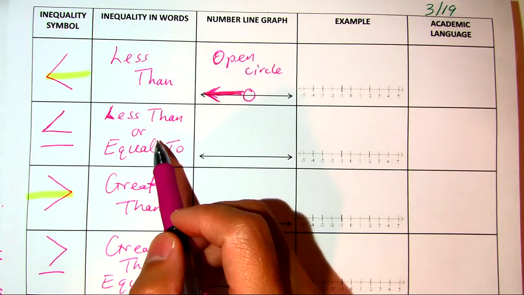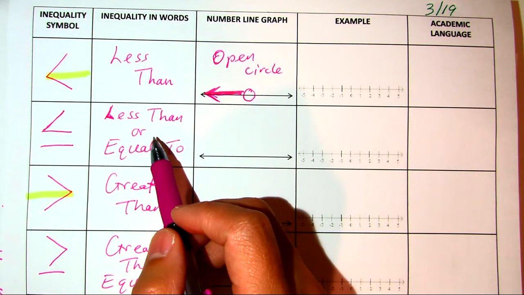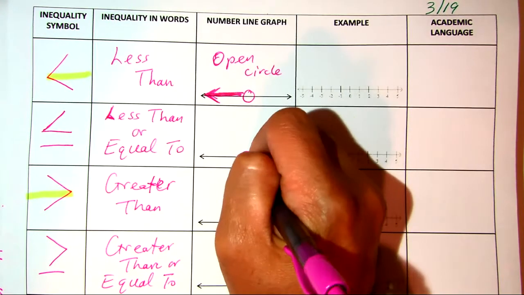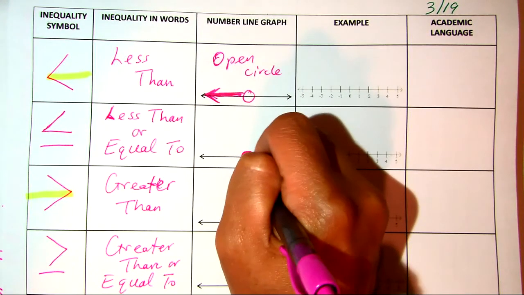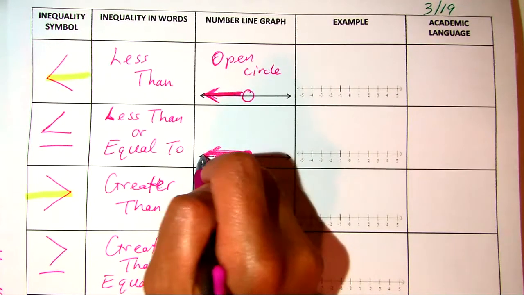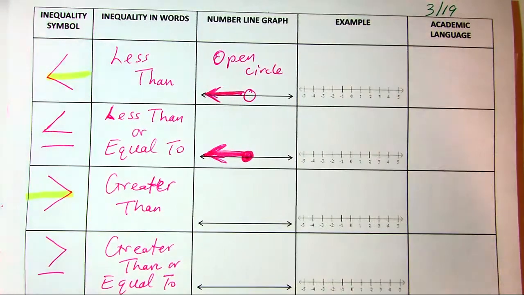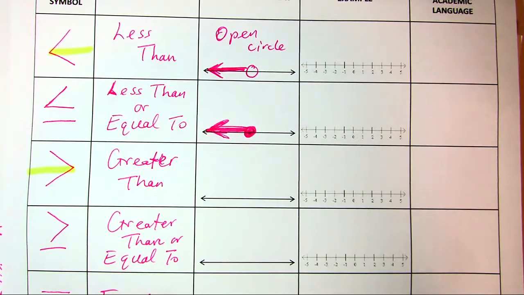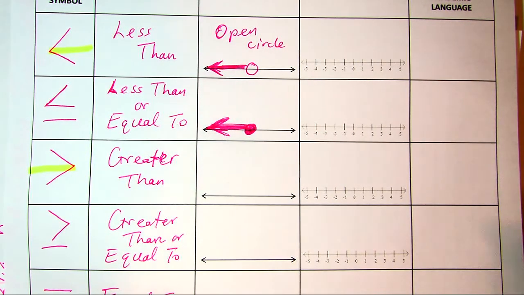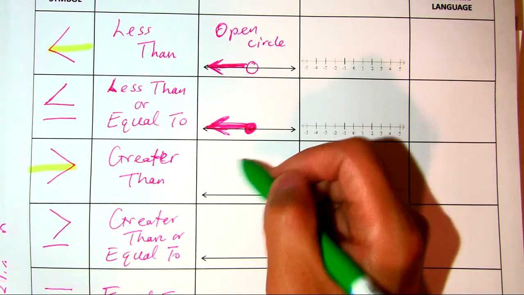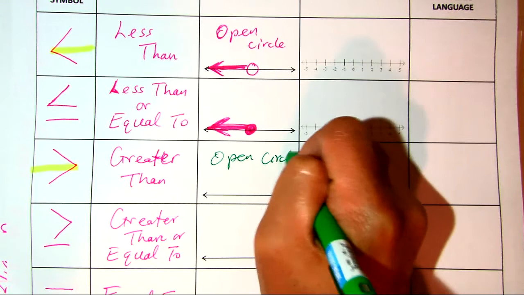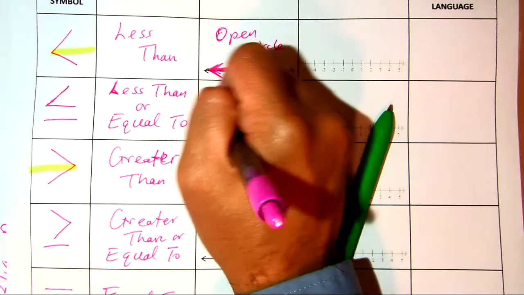Next one is also less than, but it can also be equal to. Therefore, it can be a solid circle, and it still goes to the left. Next, greater than. Since it's greater than, it doesn't mean it's equal. Therefore, it can be an open circle. Oh, I forgot, this is a solid circle.